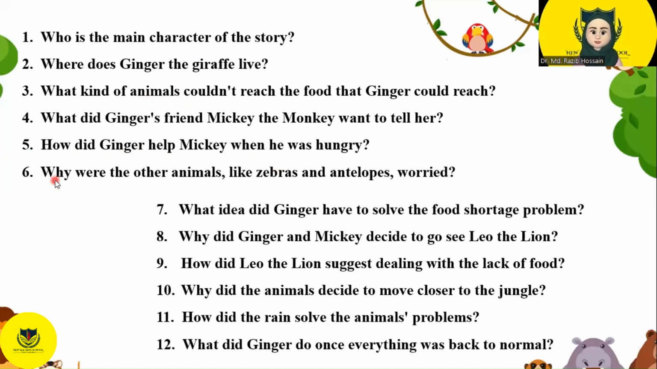Sixth question is, why were the other animals like zebras and antelopes worried?